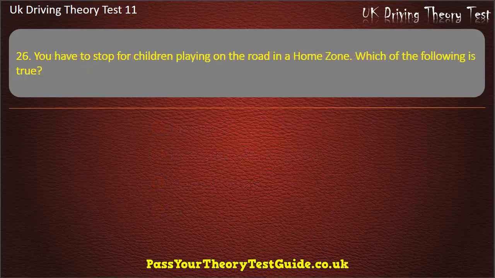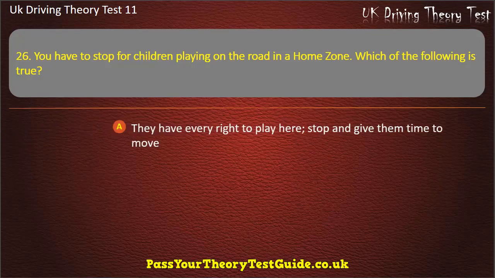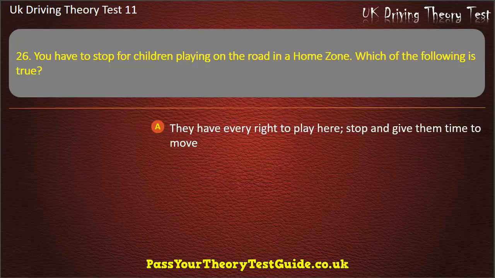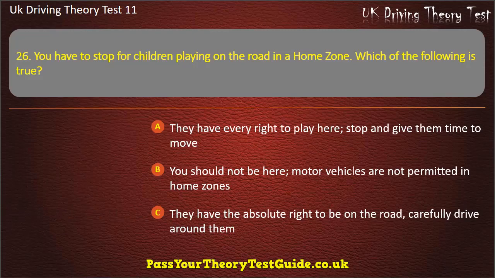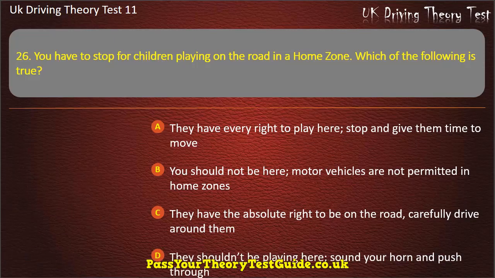Question 26. You have to stop for children playing on the road in a home zone. Which of the following is true? They have every right to play here. Stop and give them time to move. You should not be here. Motor vehicles are not permitted in home zones. They have the absolute right to be on the road. Carefully drive around them. They shouldn't be playing here. Sound your horn and push through. Answer. They have every right to play here. Stop and give them time to move.